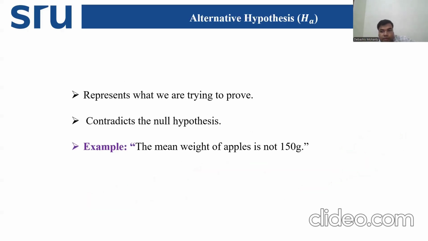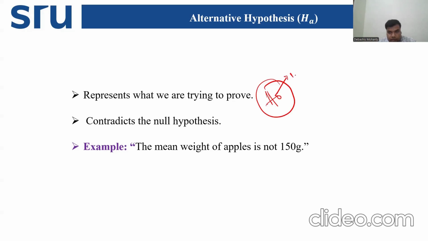Next, coming to the alternative hypothesis. Two types of hypothesis are there: one is the null hypothesis, another is the alternative hypothesis. If any statement is given as the null hypothesis, suppose Ram is a good boy, the alternative hypothesis is Ram is not a good boy. It always contradicts the null hypothesis, and represents what we are trying to prove.